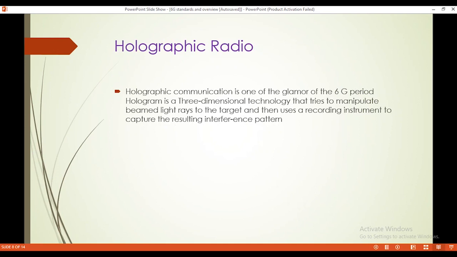Holographic communication is one of the milestones of the 6G period. It is a three-dimensional technology that tries to manipulate thin light rays to target and then use a recording instrument to capture the resulting interference pattern. Holographic communication will be a major breakthrough for healthcare, and 6G is capable of providing this service. 6G holographic communication will help connect people in case of emergency.